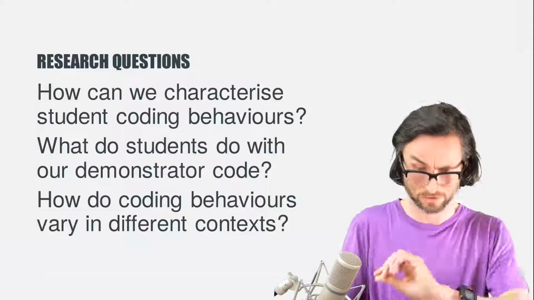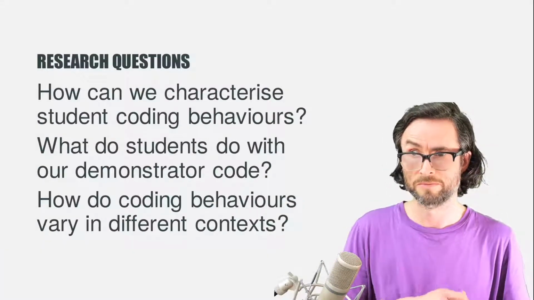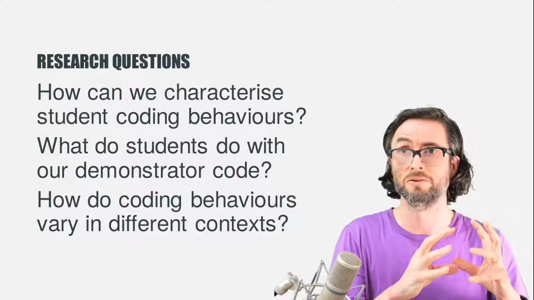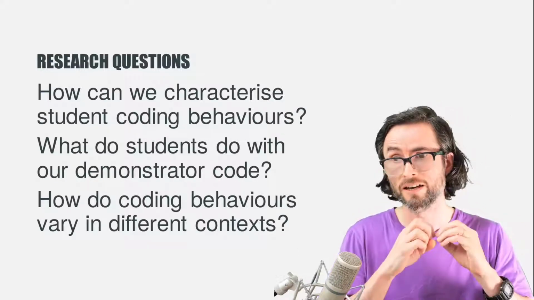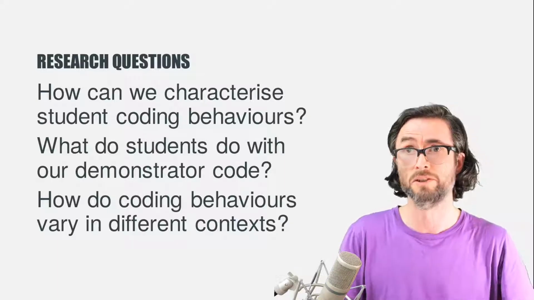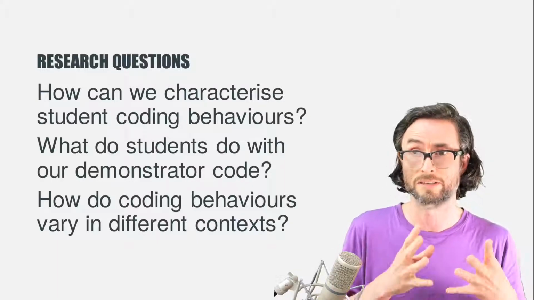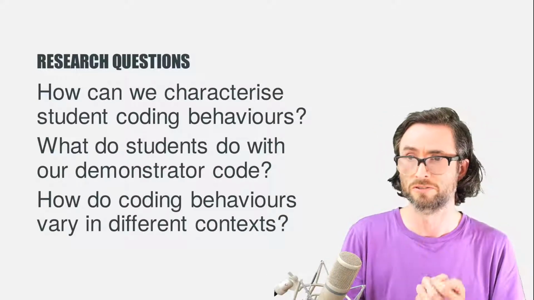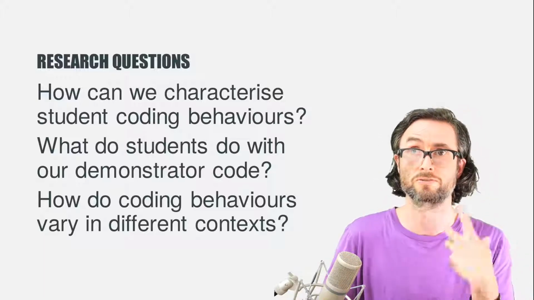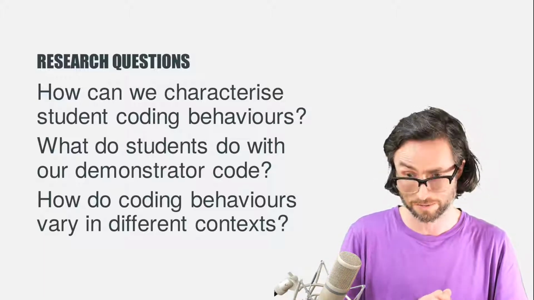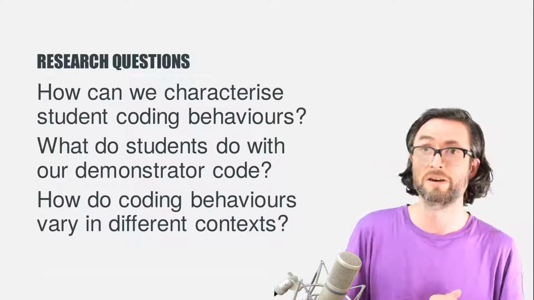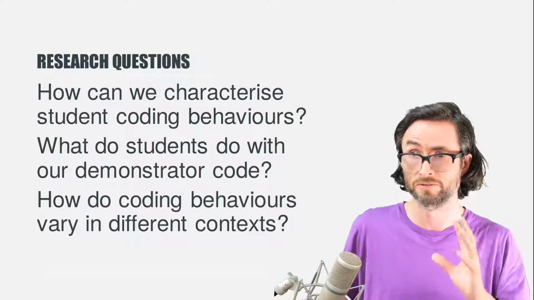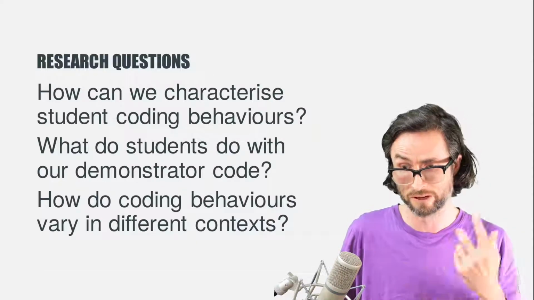Okay, so let's revisit those research questions. I'm just about out of time, so I'm going to very quickly cover these. How can we characterise student coding behaviours? We've shown that we can characterise them by coming up with a bunch of metrics which describe what they do with the code, and that our platform allows us to capture those metrics. We have shown that we can look at what students do with our demonstrator code. Depending on the instructor and the context, different patterns of behaviour happen. And finally, how do coding behaviours vary in different contexts? As I say, different instructors, different teaching styles, and different styles of demonstrator program lead to different types of behaviours.